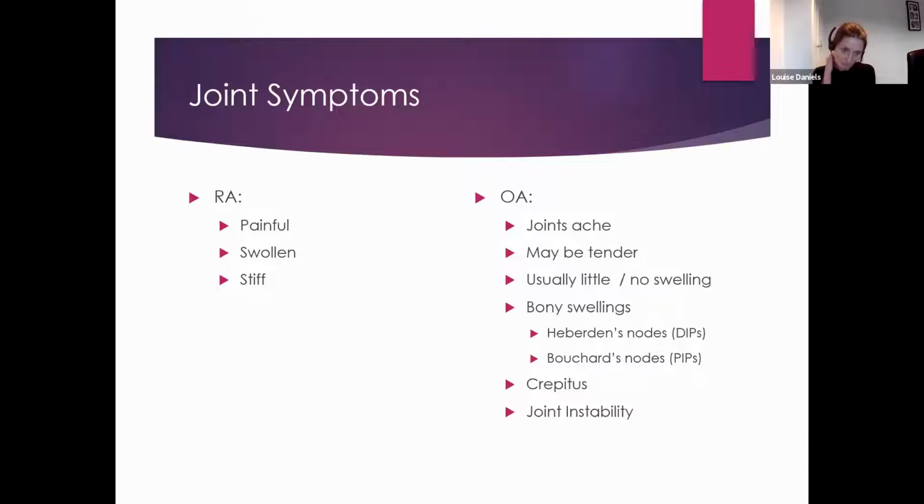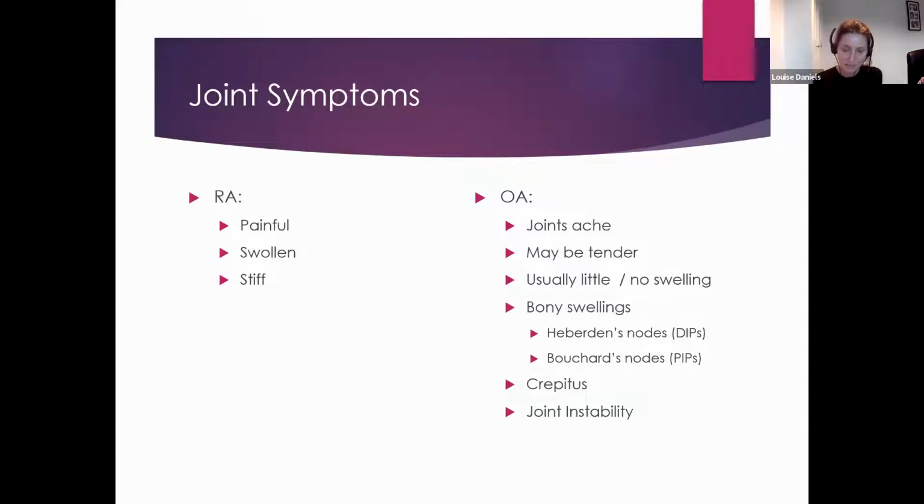The joints in rheumatoid arthritis are typically very painful, very swollen, and very stiff. Whereas in osteoarthritis, people might describe more aching in the joints, that they're tender, particularly in the hands. They can be tender if they get knocked or touched. There can be swelling. So as I described earlier, you get this localized inflammation in the joint.